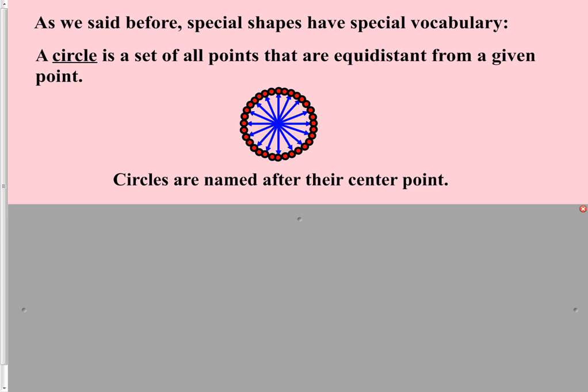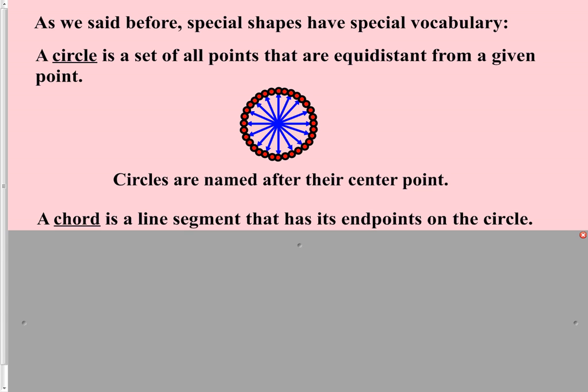Circles are named after their center point. Just like everything else in geometry, we announce what kind of structure we are talking about. In this case it would be circle, and then whatever the name of the center point is. Okay, so that's review. Here's a new one.